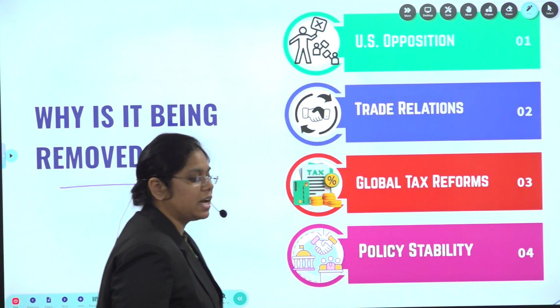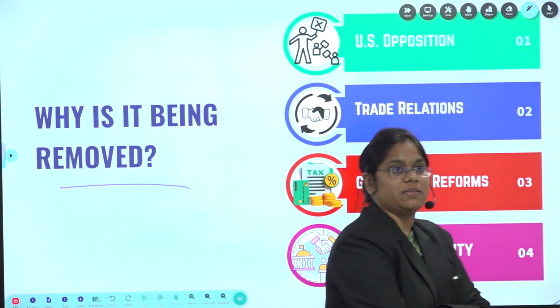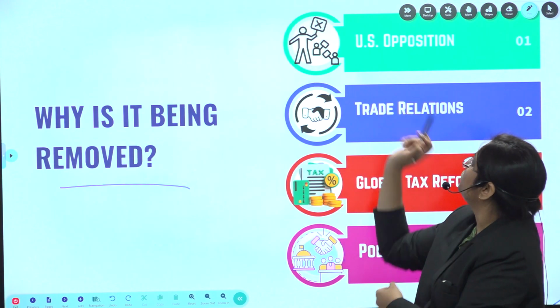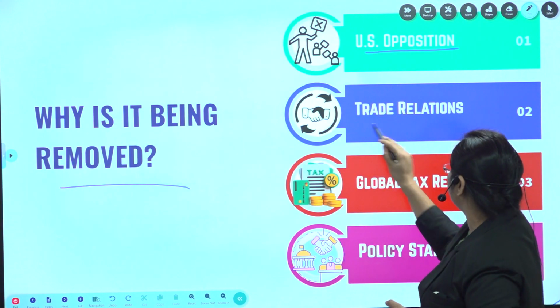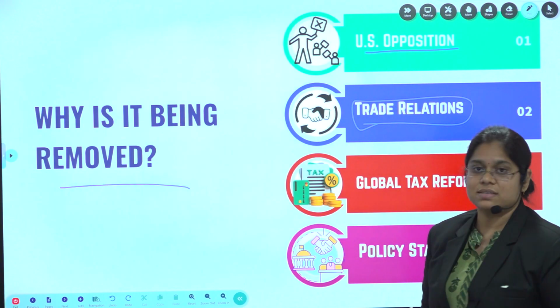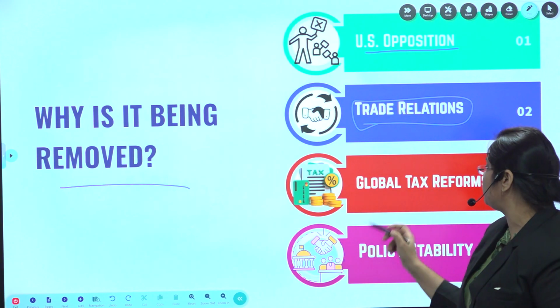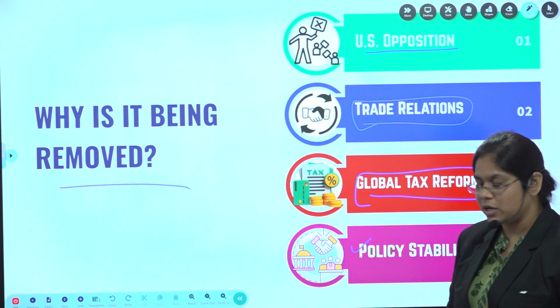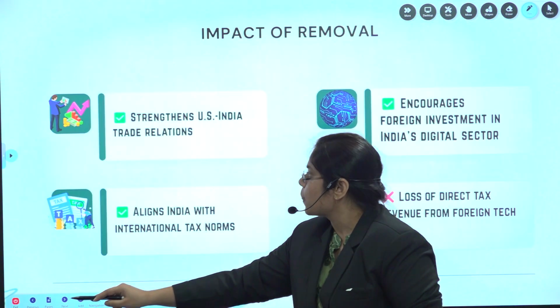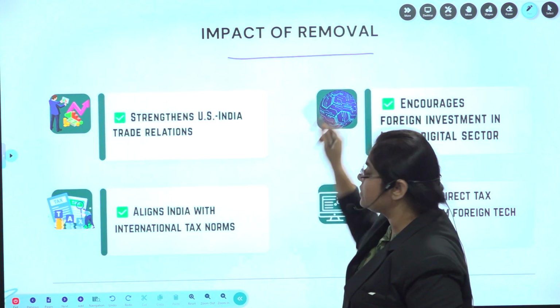Now, why is it being removed now? Basically India is planning to remove this equalization levy. Okay, why? Because of US opposition. The US is opposing it, and also to stabilize the trade relations between India and the US, and further global tax reforms, and also political stability or policy stability. Okay.